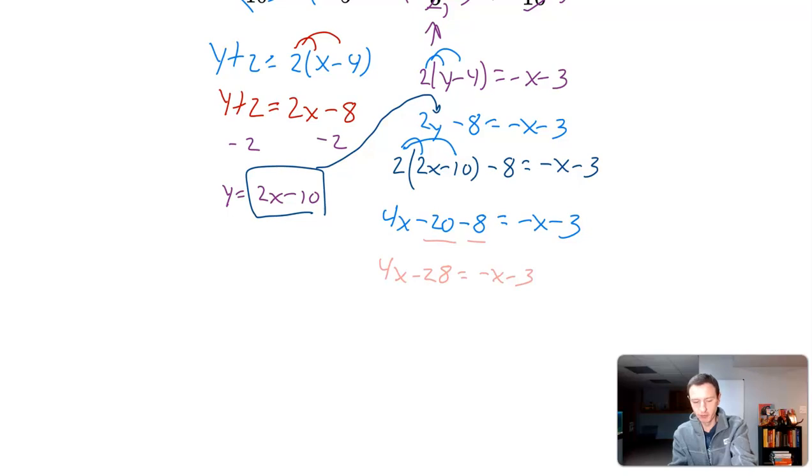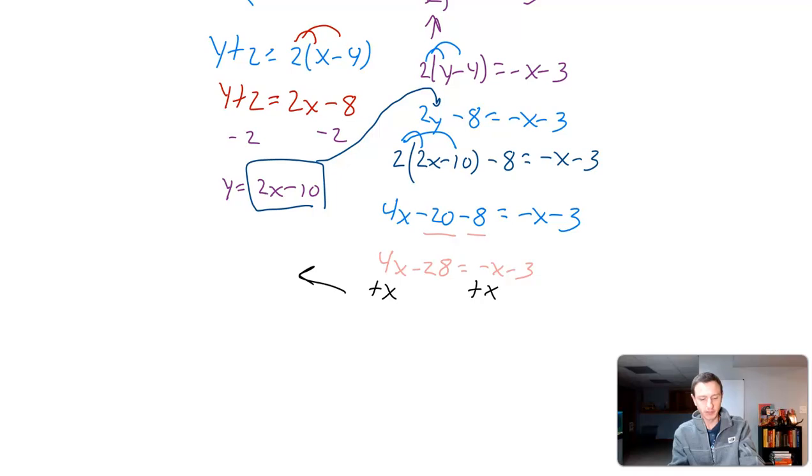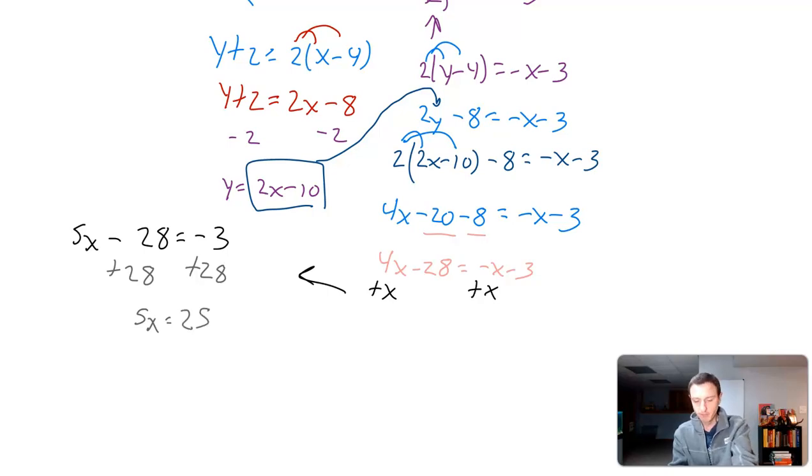And just keep working through it. I can add the x over to both sides because I want to get all the x's on one side and everything else on the other. So x + 4x is going to be 5x - 28 equals -3. Now my only route is to add 28 over, giving me 5x equals -3 + 28, which is 25. Divide by 5, x equals 5.